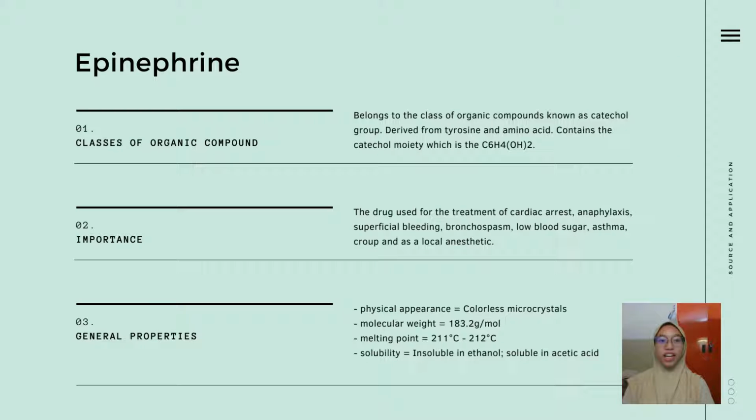My name is Aina and I'm going to talk about the source and application of epinephrine. Epinephrine is a natural hormone and neurotransmitter that occurs in the human body. It belongs to the class of organic compounds known as catechols bound to an amine group that contains nitrogen, with the presence of a methyl group on the nitrogen side chain. Epinephrine is derived from tyrosine and the amino acid phenylalanine. It is sometimes referred to as a catecholamine hormone as it contains the catechol moiety. This is a part of the molecule that contains the group C6H4(OH)2.